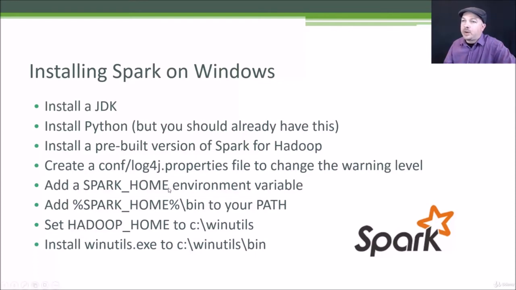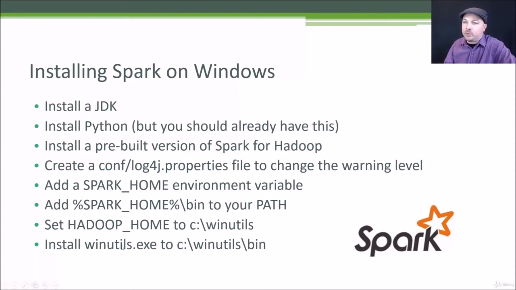And then we need to set up some environment variables to make sure that you can actually run Spark from anywhere, from any path that you might have. So we're going to add a Spark home environment variable pointing to where you installed Spark, and then we will add Spark home/bin to your system path so that when you run Spark submit or PySpark or whatever Spark command you need, Windows will know where to find it.